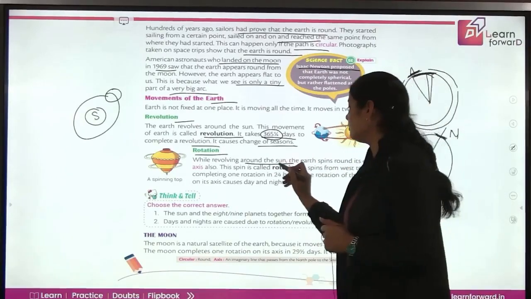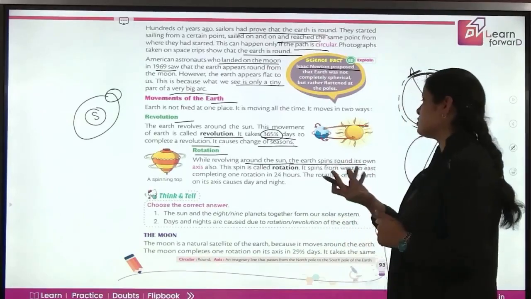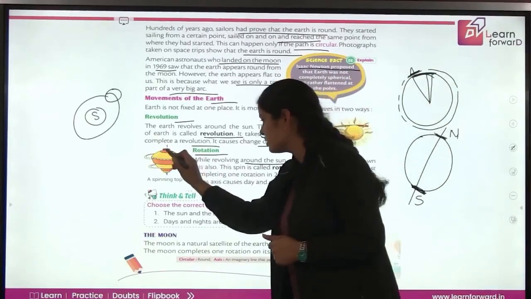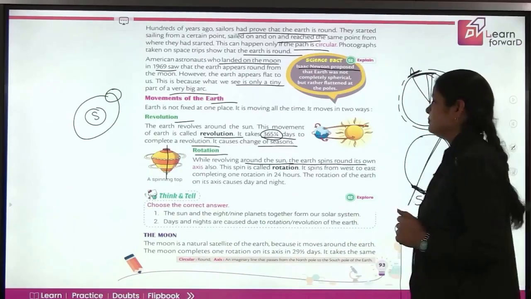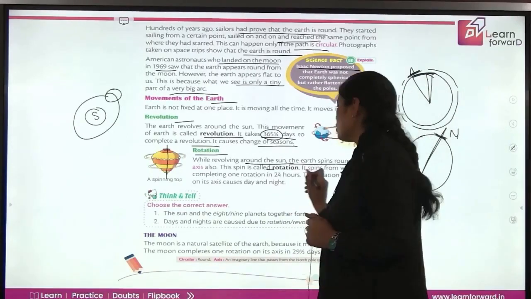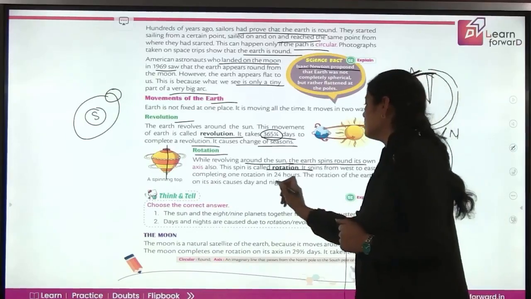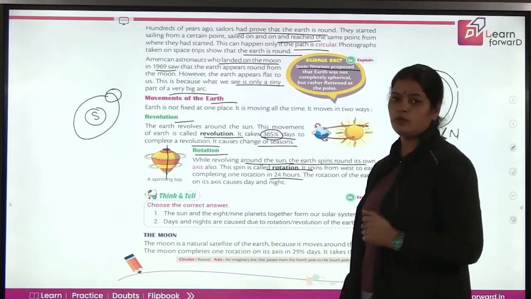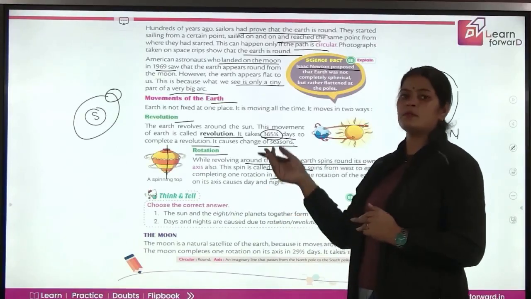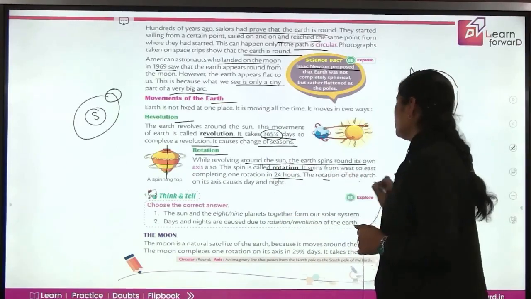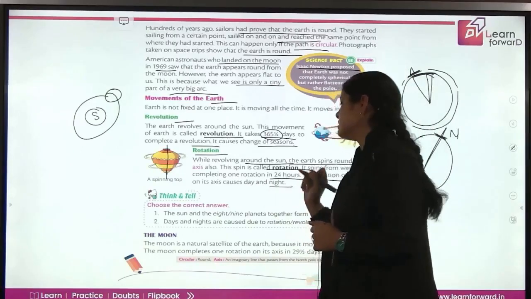Now while revolving around the sun, the earth spins around its own axis. Now this is the axis, this is the axis, this is the axis. This spin is called rotation, and it happens in 24 hours. So day and night happen because of rotation, while change in season happens because of revolution. So rotation of earth causes day and night.